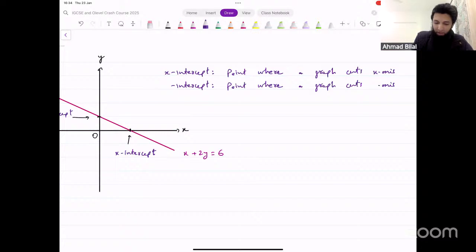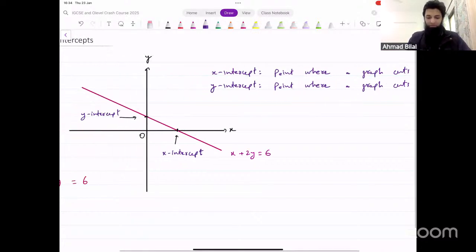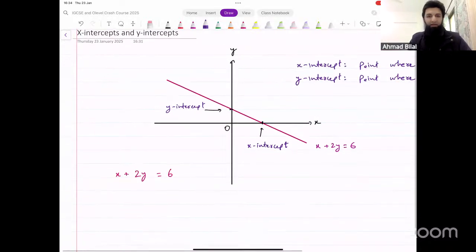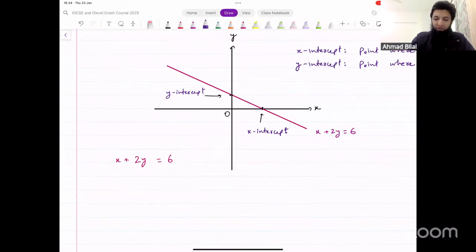How do you find these points for any function? The x-intercept and the y-intercept. For the x-intercept, what you do is you put y equal to 0. Why is that? Because the point lies on the x-axis, right? Y coordinates look like this.